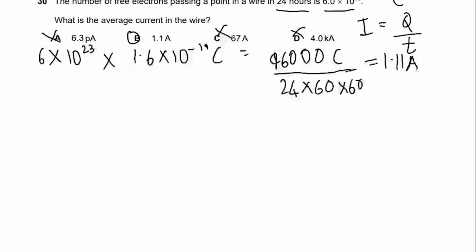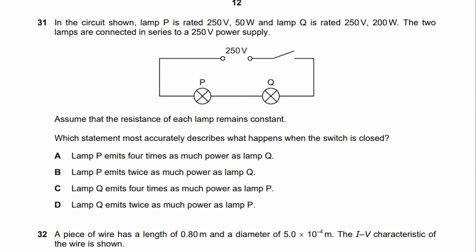Moving on to question number 31. In the circuit shown, lamp P is rated 250 volt 50 watt and lamp Q is rated 250 volt 200 watt. The two lamps are connected in series to a 250 volt power supply. Assume that the resistance of each lamp remains constant. Which statement most accurately describes what happens when the switch is closed?